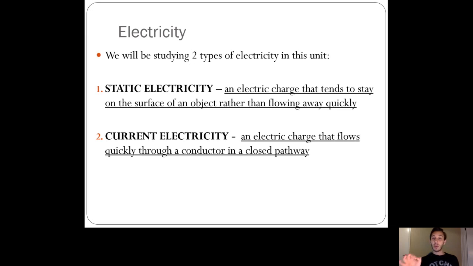Okay, we're going to take a look at two types of electricity. The first is called static, okay? And that's a type of electricity where the charge stays on the surface of an object. It's not moving. That's why we call it static, okay? The other type is current electricity. And that is electricity that flows through a pathway, some kind of a pathway. And we're going to learn more about that as time goes on, okay? But static electricity and current electricity, those are the two types we're going to learn about, okay?